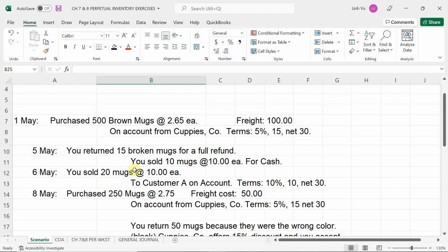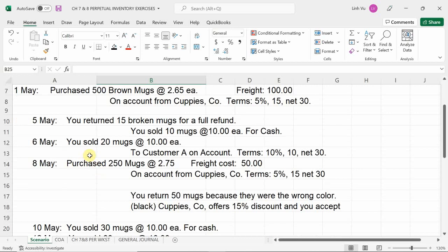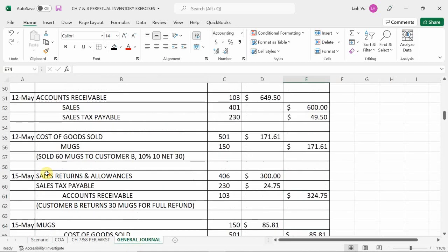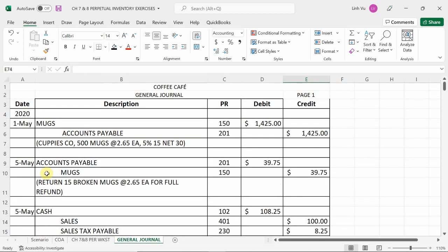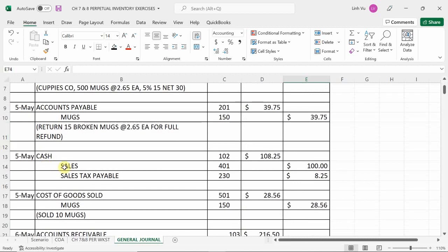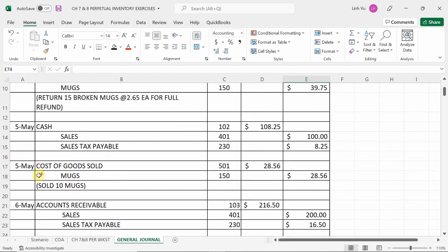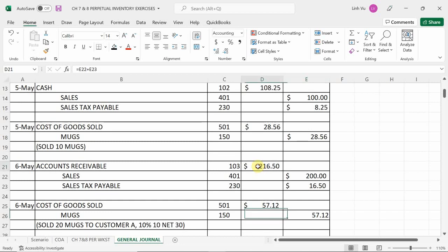We sold 20 mugs for $10 each. Now, customer A did not make any returns or make any allowances in this case. So that means let's go ahead and take a look at what they actually owe me. Okay? So in this case, in my journal, as of May 6th, customer A owes me a total of $216.50.